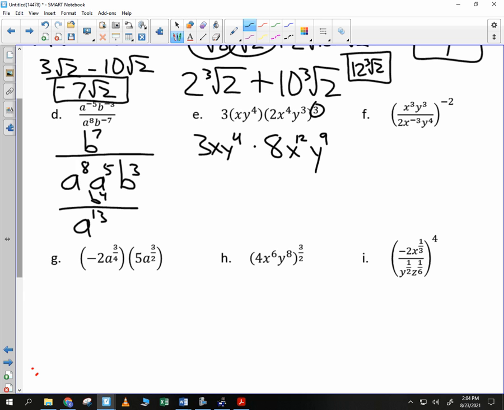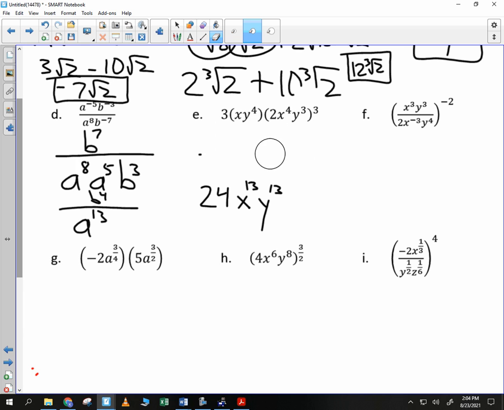Excellent. So I've got those two pieces now. Now, easy peasy, right? 3 times the 8 is the 24. What do I do to the exponents? I add them. I get x to the 13th, y to the 13th. Yep, that's all right. Adding is tough. I get it. I'm right there with you.